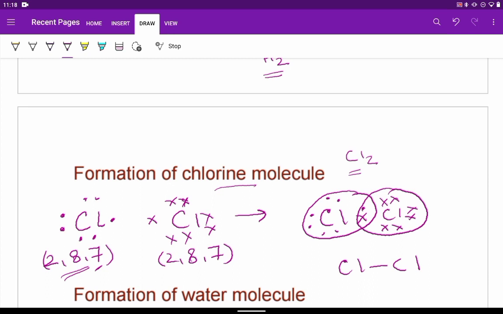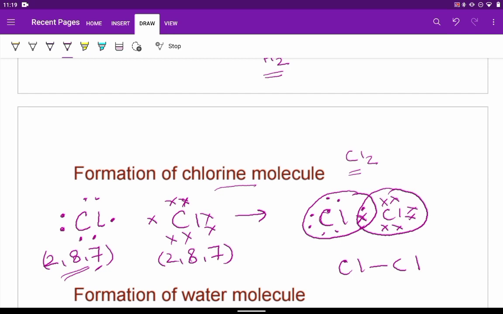So you see, before sharing, both the chlorine atoms are each having 7 electrons in the valence shell. One electron will be shared by both, which is shown in this common area. You can see one dot and one cross. So from this chlorine atom, one electron is shared, and the other chlorine atom also shares one electron. So this electron pair is shared by both and it belongs to both.